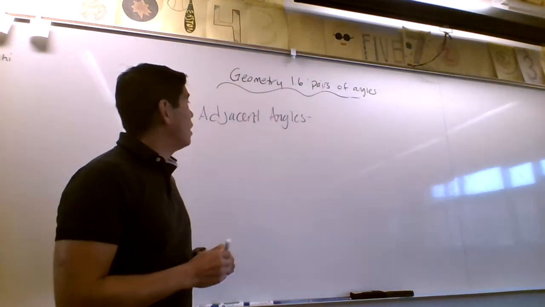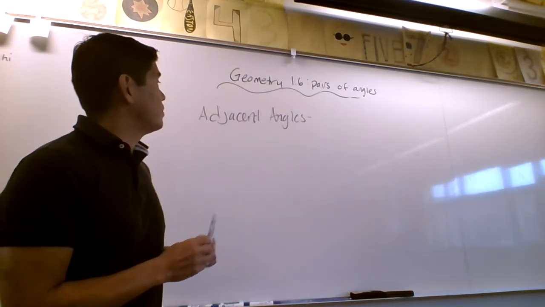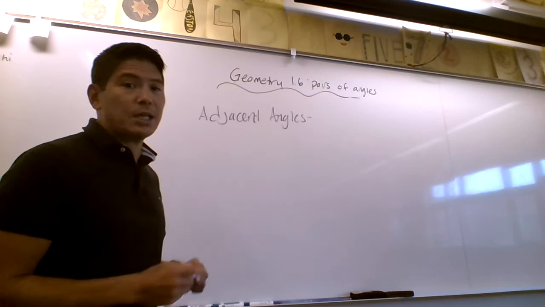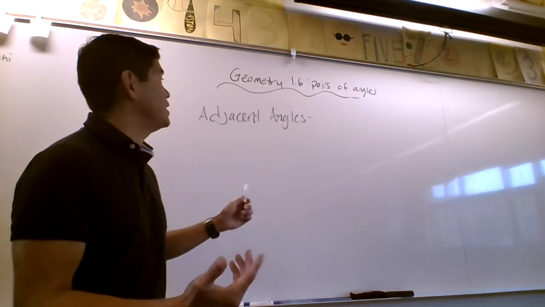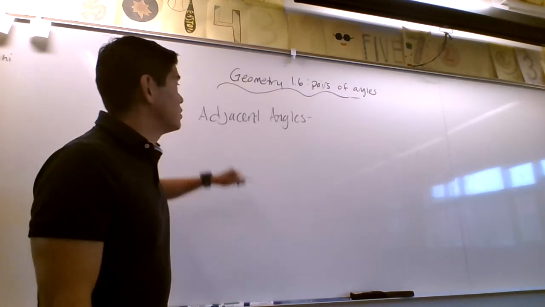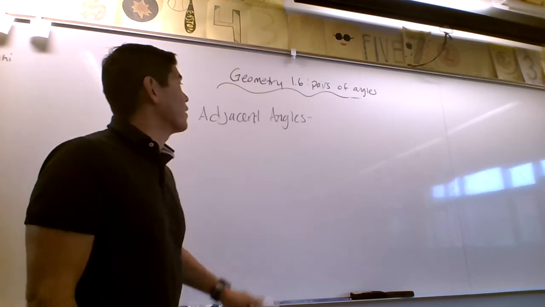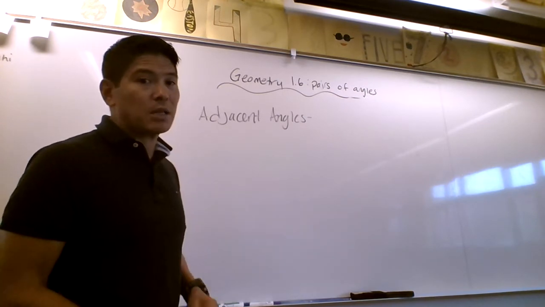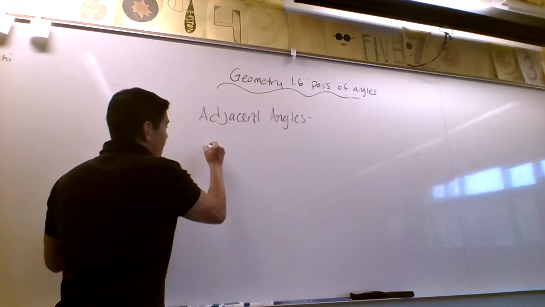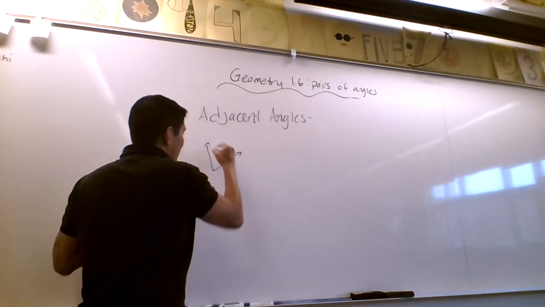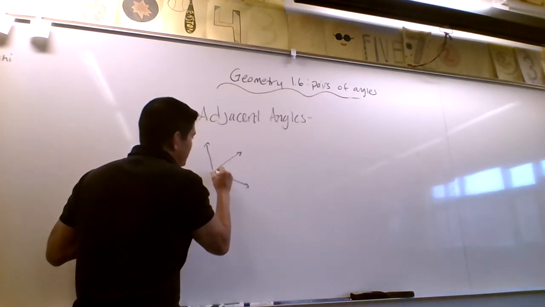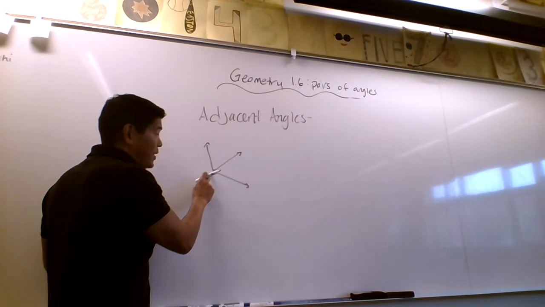Part 2. Another pair of angles could be adjacent angles. If you just think about the word, adjacent means next to. So two angles that are next to each other are adjacent angles, but it gets a little bit more complex than that. If I have two angles that are next to each other, for them to be adjacent, they have to share a common endpoint.